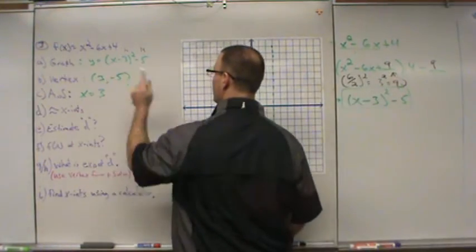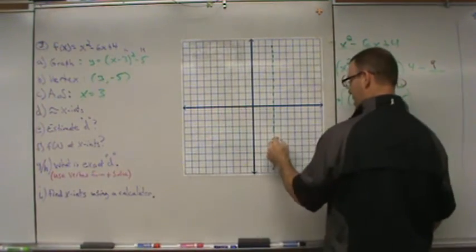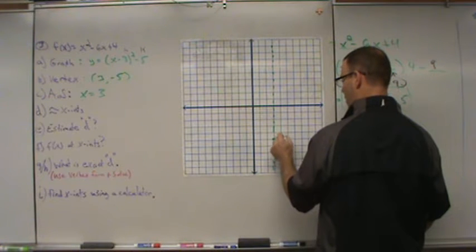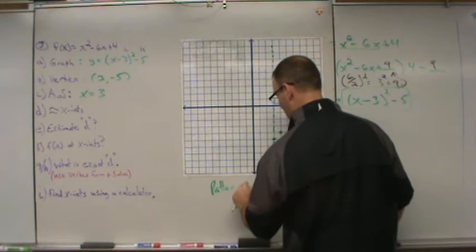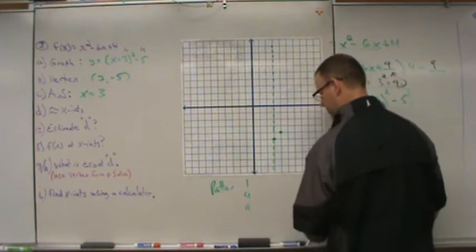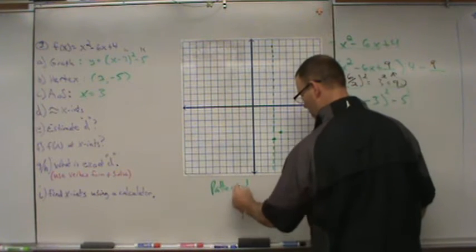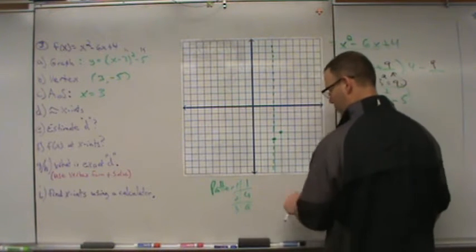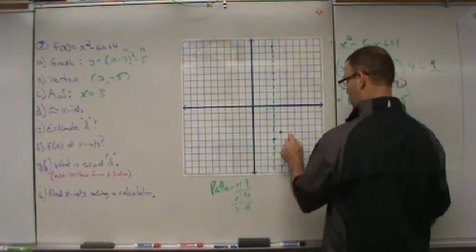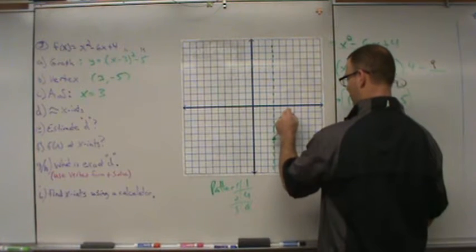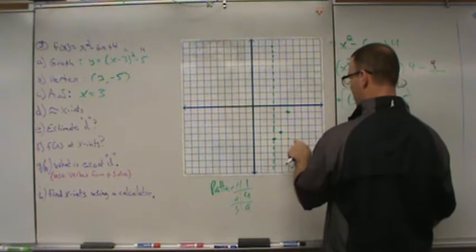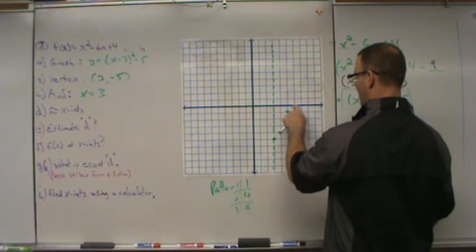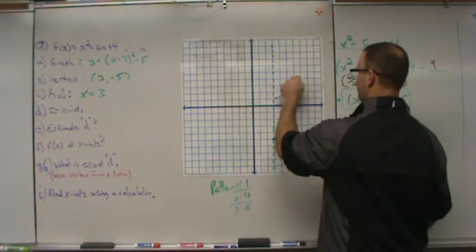My a value is 1. So since my a value is 1, I can move right 1, up 1. Right 2, remember that pattern of 1, 4, 9. Okay, my inputs are 1, 2, and 3. My outputs would be 1, 4, and 9. So 2, 1, 2, 3, 4. Almost at my x-axis. Over 3 and up 9. Well, there's 4, 5, 6, 7, 8, 9.